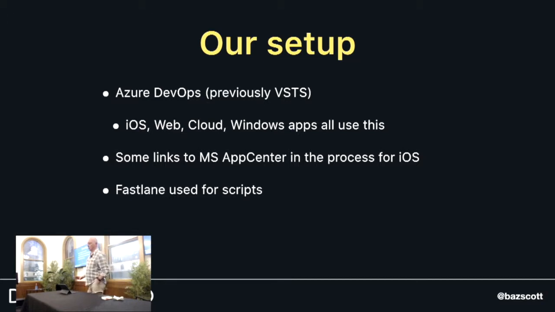We use that across all of our apps that we build, which is on the client side, we have a web app, we have a UWP app for Windows, and we have cloud back-end services, a cloud API. All of those go through the same tooling, different build pipelines, obviously. On the iOS side, we have some links to Microsoft's App Center in there, which we were using to deploy beta builds to people. I actually don't do that anymore. And it was using Fastlane scripts to run the build pipeline.